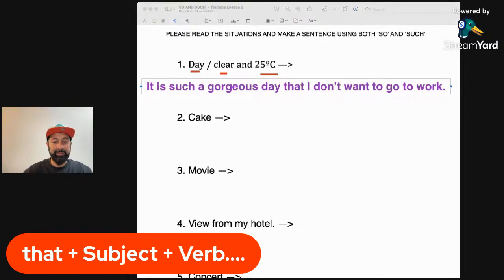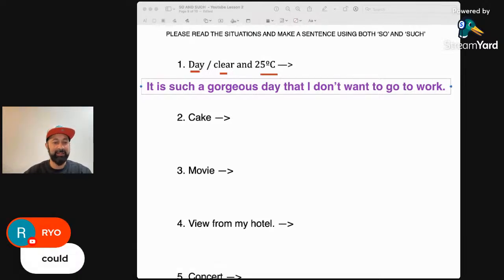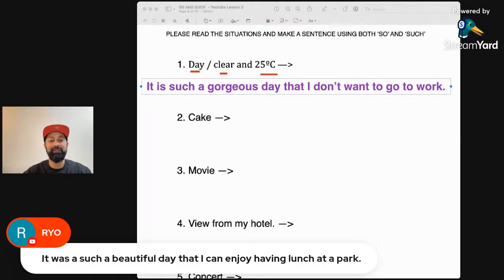You can do that. We've got an answer here from Dio. It was such a beautiful day that I can enjoy having lunch at a park. All right, so be careful here because the beginning part of the sentence is past tense and the second part of the sentence is present tense. So we want to make sure that the verbs will match. Could. Very good. So you changed the can to could. So it was such a beautiful day that I could enjoy having lunch at a park. Perfect. Nothing like having a nice lunch or picnic at a park.